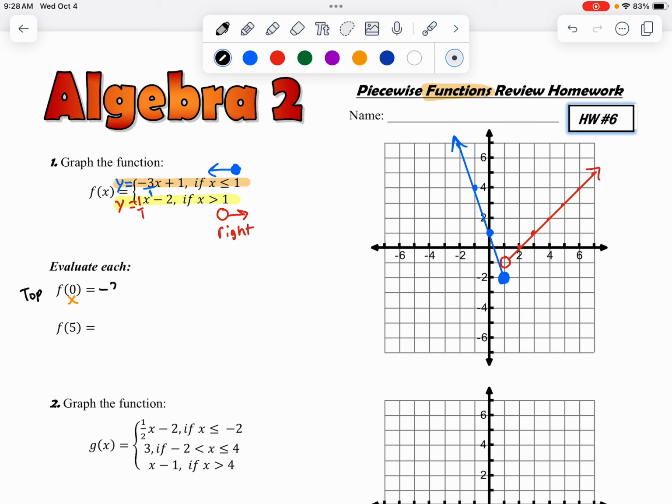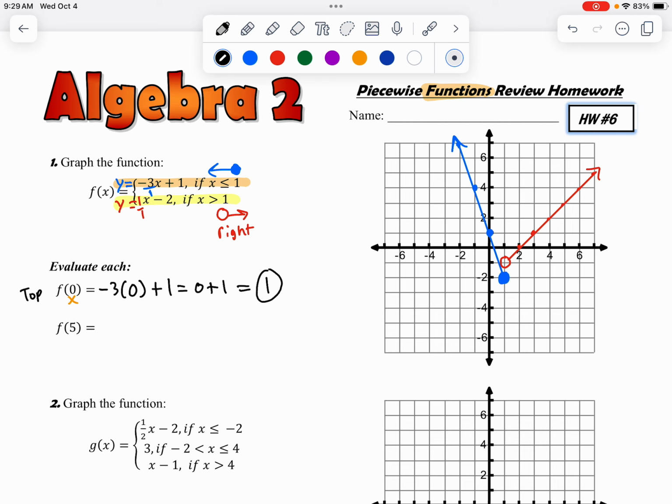So I'm going to plug in where I see the x value. This is negative 3x plus 1, so I'm going to put a 0 in where the x value was. And that's going to give me negative 3 times 0 is 0 plus 1, and that just gives me 1. So f of 0 is equal to 1.